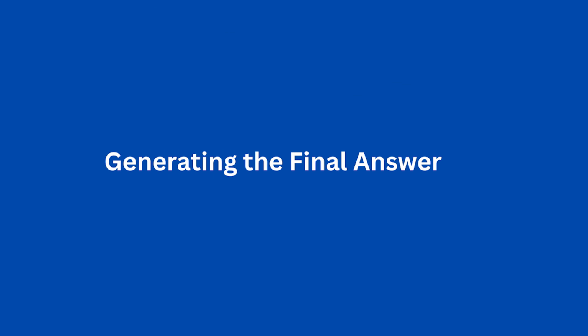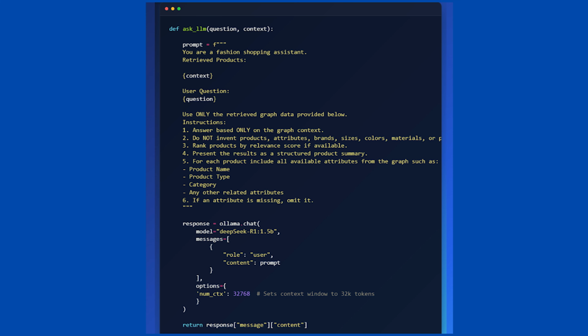Generating the final answer. Now we have everything we need from the graph database. The final step is to send this retrieved information to the LLM and generate a natural language response. For this, I created the ask_LLM function. This function sends two things to the model: the user's original question, and the product information retrieved from Neo4j. I am using DeepSeek R1 1.5b running locally through Ollama for this step.